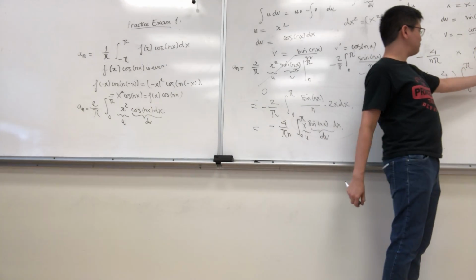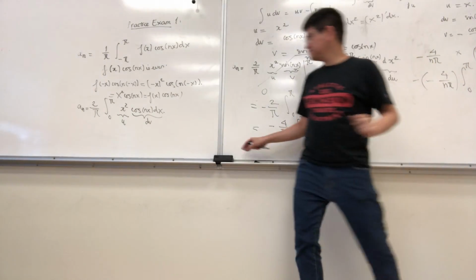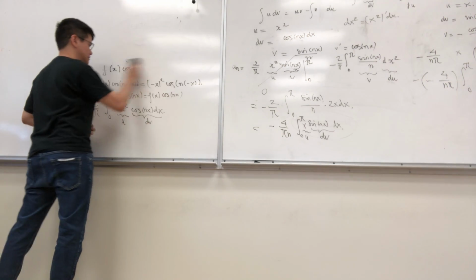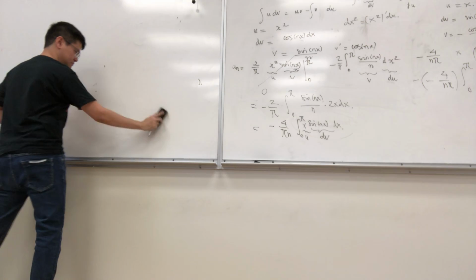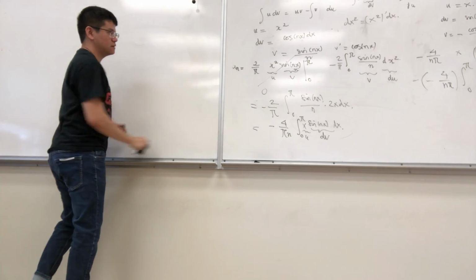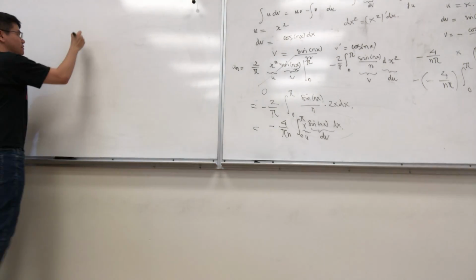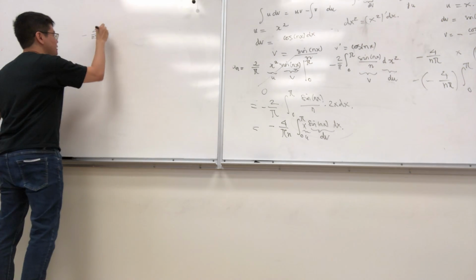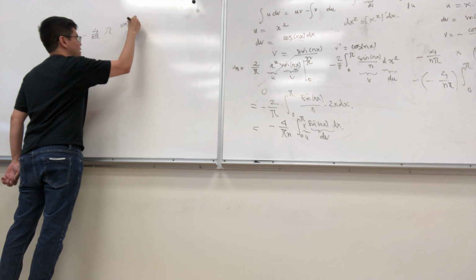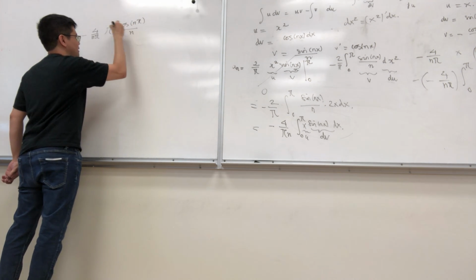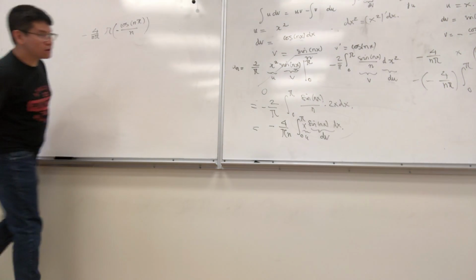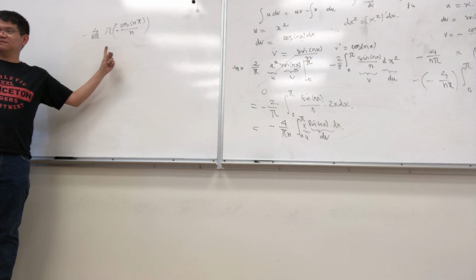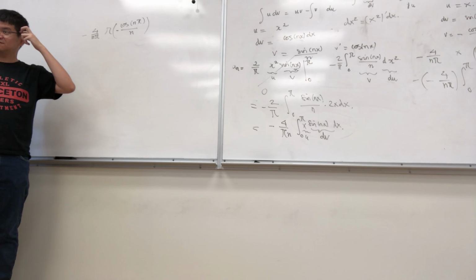Now I have to compute the first term. So the first term will give me minus 4 over n pi. And then I have pi, and I have cosine of n pi over n, and I have minus. Right? Yes. So what is the value of this? Yes. Negative 1 to the n.